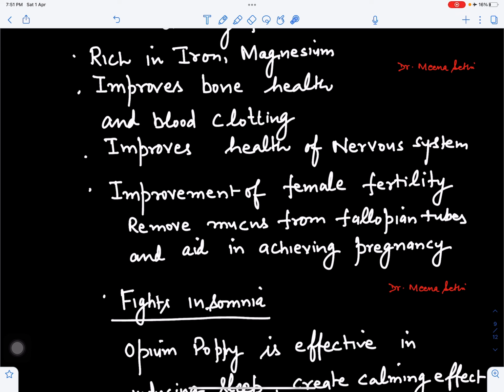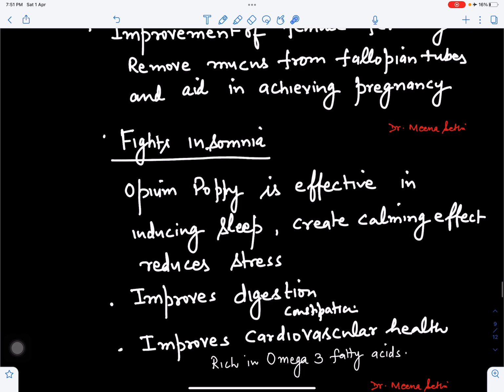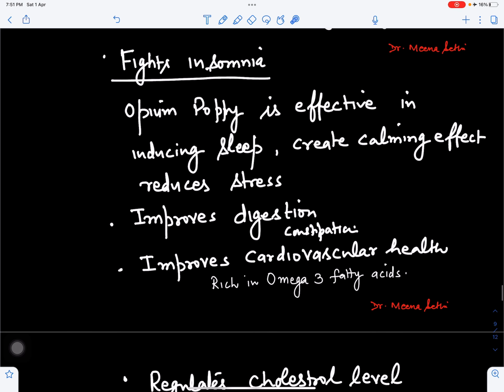It helps in removing mucus from the fallopian tubes when they are blocked. And people who are not able to sleep, opium poppy is effective in inducing sleep. This is used in many medicines. This creates a calming effect and reduces stress. Then it also improves digestion. This also overcomes the constipation problem.